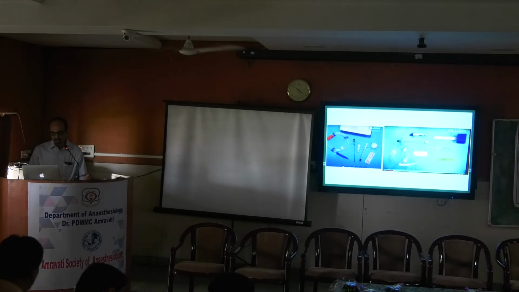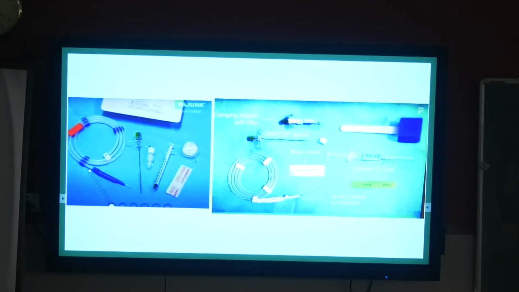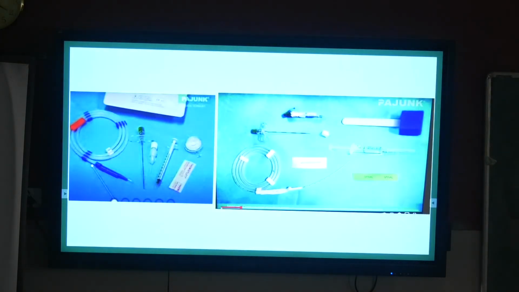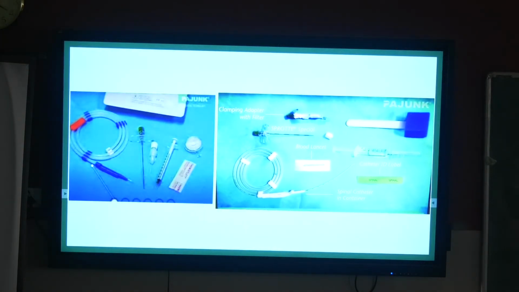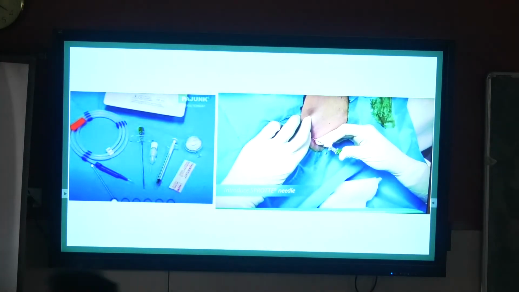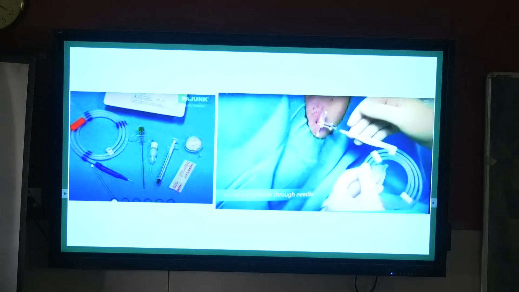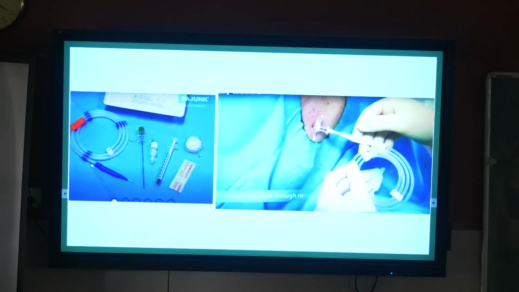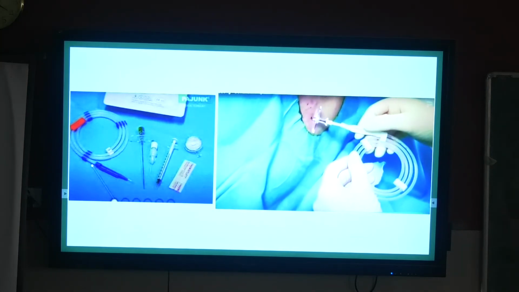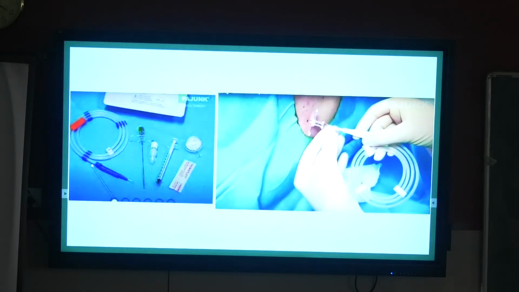This is another set which is available, Spinocat. This is a 21 gauge Sprotte needle. I'll just show the video. This is Spinocat. Once the Sprotte needle is introduced, the guide wire and slit introducer, just like we do for our CVP line, is introduced. Once the catheter is in, remove the guide wire and the slit introducer. These are not available here, and these are costly, around 5 to 7 K.